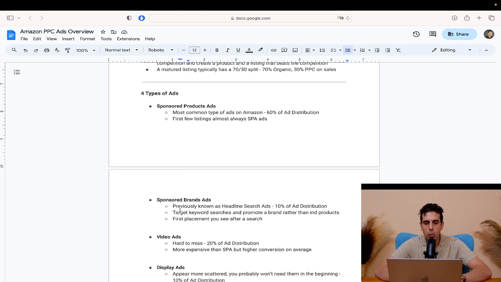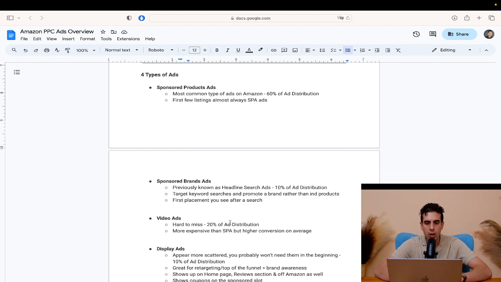Okay. Then we move on to the sponsored brand ads. Sponsored brand ads were previously called headline search ads, and basically they're the first thing that shows up on the search page. Even though I said first few listings, this is basically not a listing. So you're targeting keywords, but instead of a listing, you're promoting a brand. So it goes directly to the storefront. If you have one, that's perfect. If you don't, then you can't really run sponsored brand ads because you don't have a storefront. And typically, even at a mature stage, you're only spending about 10% of your whole budget on sponsored brand ads.